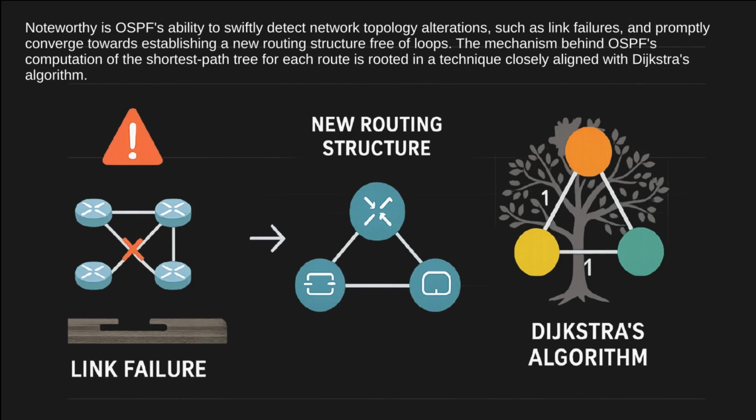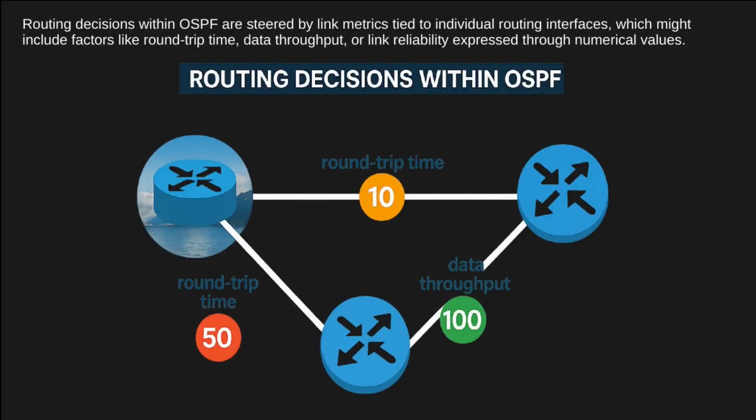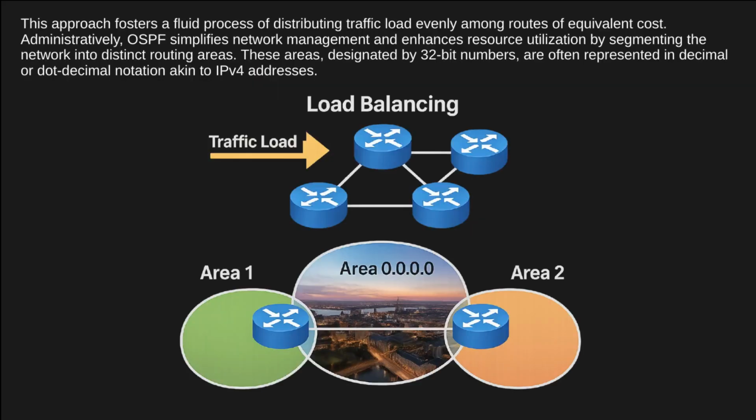The mechanism behind OSPF's computation of the shortest path tree for each route is rooted in a technique closely aligned with Dijkstra's algorithm. Routing decisions within OSPF are steered by link metrics tied to individual routing interfaces, which might include factors like round-trip time, data throughput, or link reliability expressed through numerical values. This approach fosters a fluid process of distributing traffic load evenly among routes of equivalent cost.